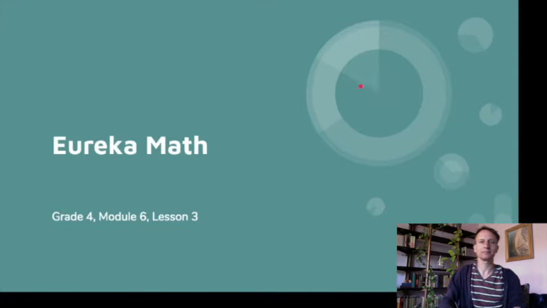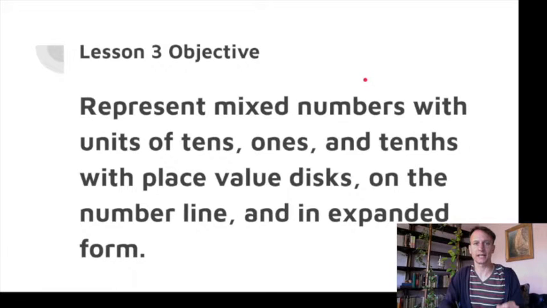Lesson time is here again. Here we go. Module 6, lesson 3. What are we doing? Boom. That's what we're doing. Whoa, that's a lot. No, it's not. We're going to represent mixed numbers.